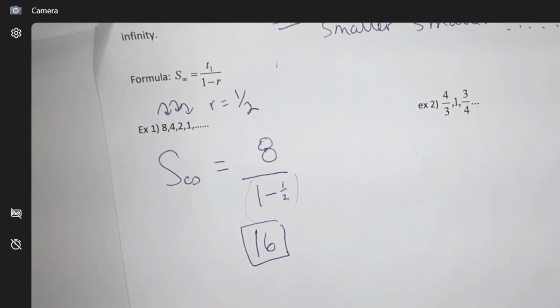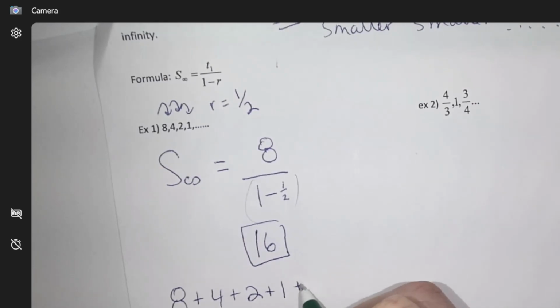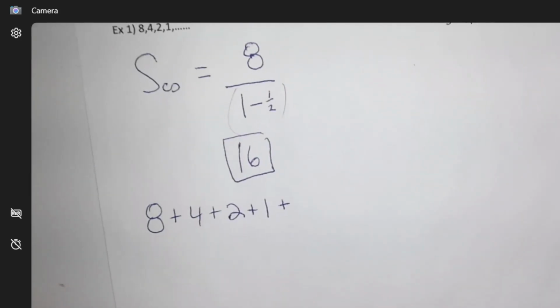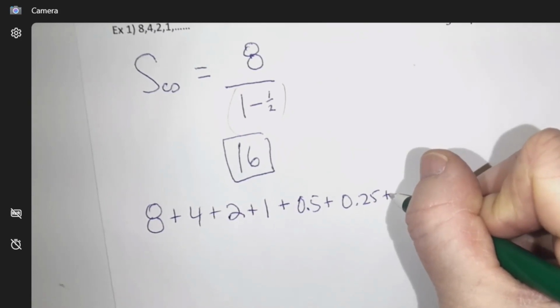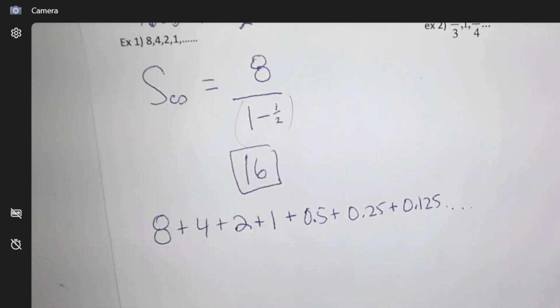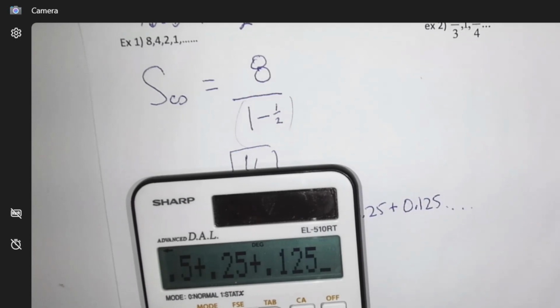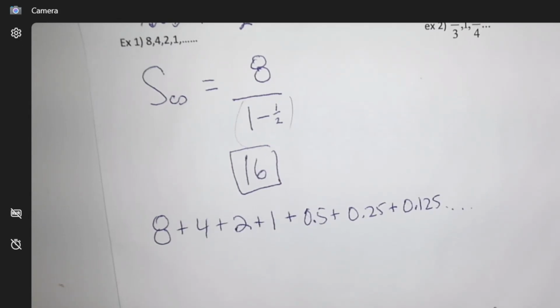Did you get 16? Okay, so I'm going to show you in the long way. I don't want you to write this down, but this is what's going on. So if I added 8 plus 4 plus 2 plus 1 plus, can anybody tell me what the next number is here? 0.5 plus a quarter plus an eighth. Okay, I'm going to add, and it keeps going. It gets smaller and smaller. 8 plus 4 plus 2 plus 1 plus a half plus 0.25 plus this. If I just add this, I'm at 15.875. Would it make sense that eventually it probably reaches close to 16? Yeah. I'm going to add something that's smaller and something smaller.